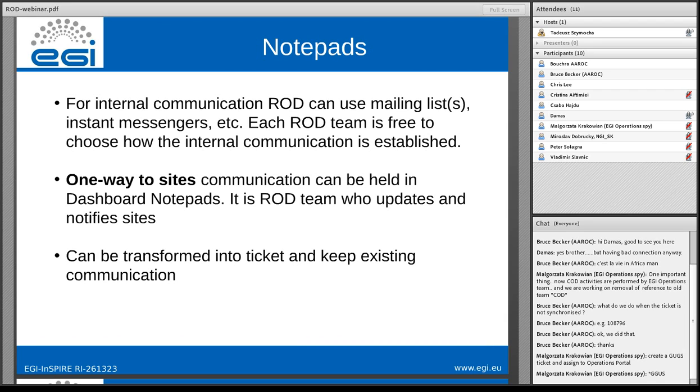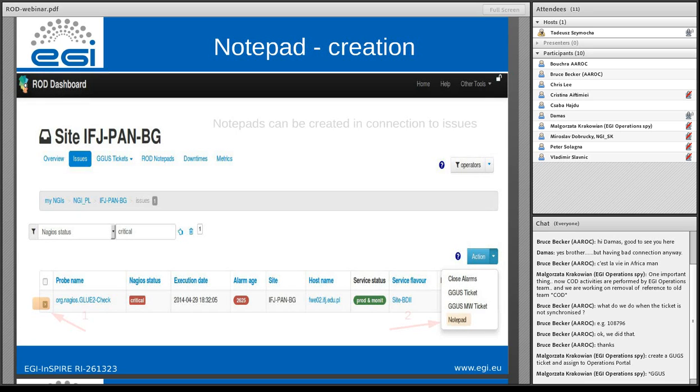Okay, so I'd like to stress that this is one way to site communication. We can send emails to the site, but then the rest of the communication is done in emails or similar. Then it is the ROD team who updates and notifies sites. And what was introduced in the last release is that notepads can be transformed into a ticket and keep the existing communication within the ticket. So we do not have to copy and paste or something like that. We have it all as an attachment in the ticket history.